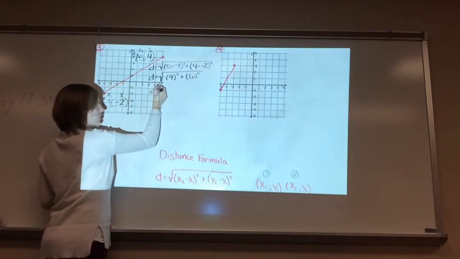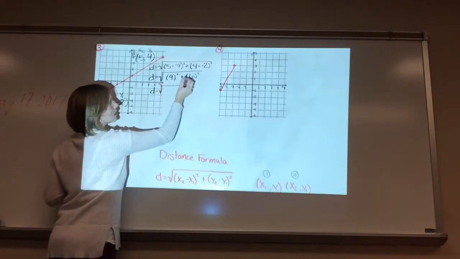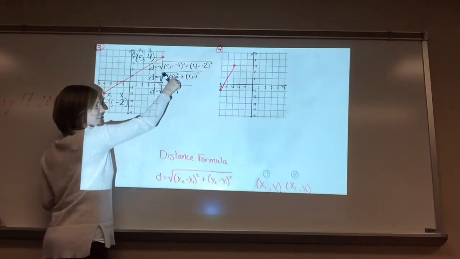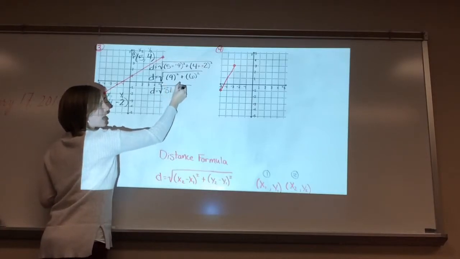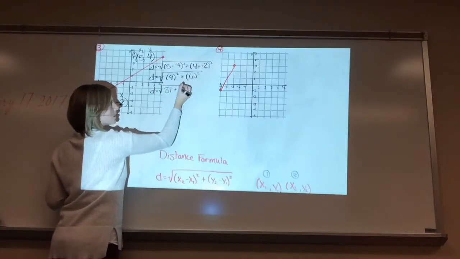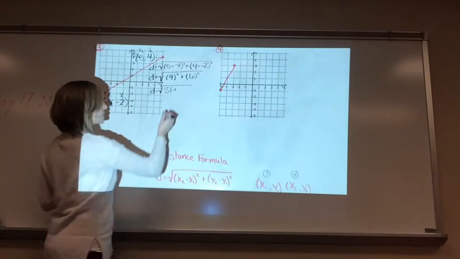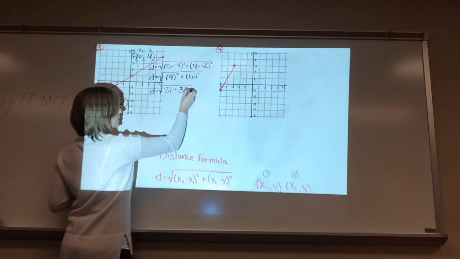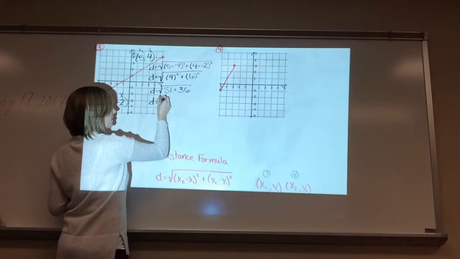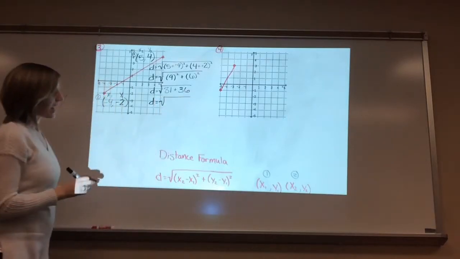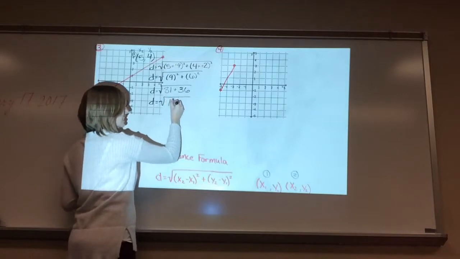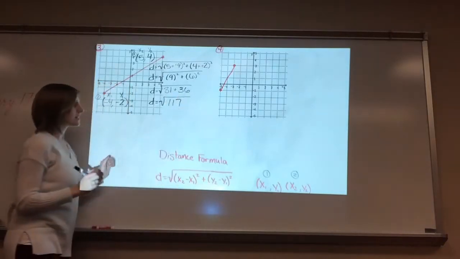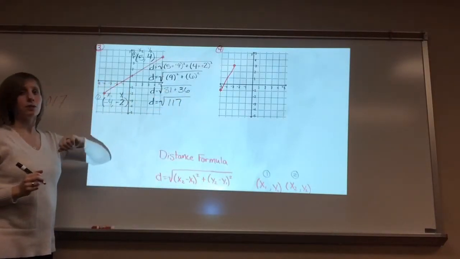So we have d equals the square root of 9 squared, just means 9 times 9, so that's 81. And we're adding to that 6 squared, which is 6 times 6, that's 36. So our next step, we need to go ahead and add those together. So we have 81 plus 36, which is 117. And then the last step is to go ahead and take the square root of 117.